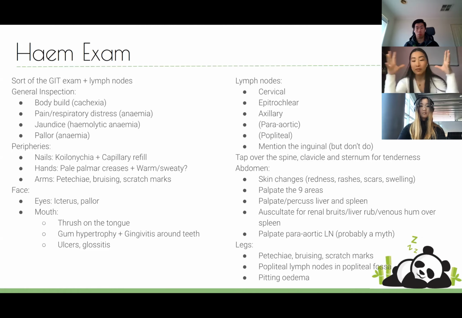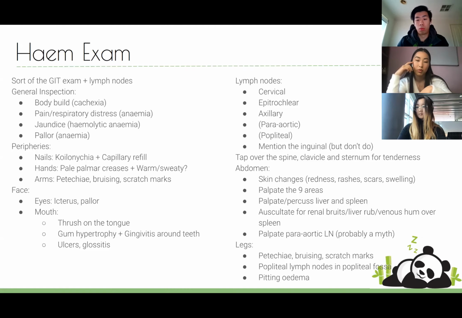And then you get to the abdomen and you do a full abdo exam. So you inspect for skin changes, you palpate the 9 areas, you palpate and percuss the liver and spleen. Remember, hepatomegaly and splenomegaly are important in heme. And then you auscultate. These ones were listed in the Clin Skills book, but I don't know if they actually exist. So renal bruit definitely, but I'm not really sure about a liver rub or a venous hum over the spleen, but you'd pop your stethoscope over those areas and say that's what you're looking for.